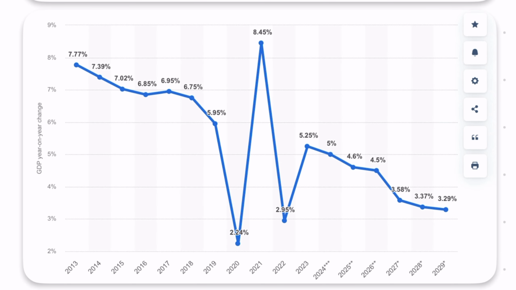Now, it is true that China's GDP growth rate has been steadily declining, but before the introduction of these tariffs, the projection here was still 5 to 4.5% GDP growth, and not dipping below 3% until next decade.